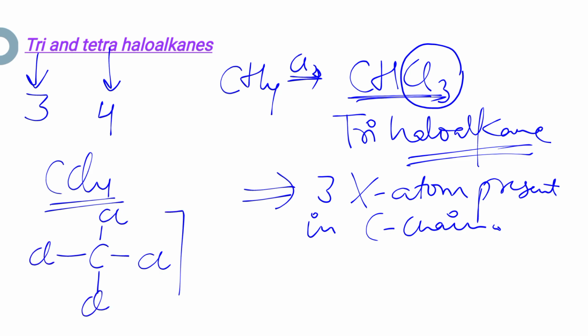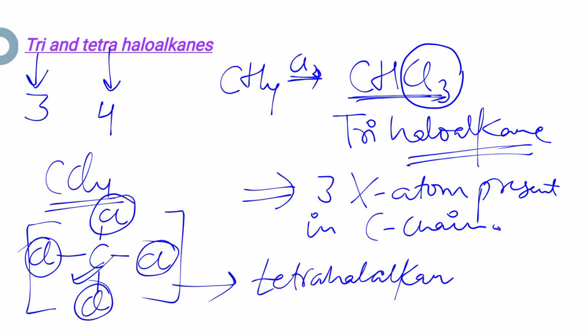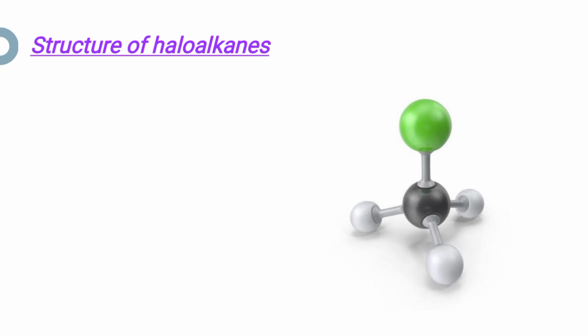Okay, then this is the hydrocarbon which has 4 different or 4 same halogen atoms. When any hydrocarbon has 4 same or 4 different halogen atoms, then that haloalkane is known as tetrahaloalkane.